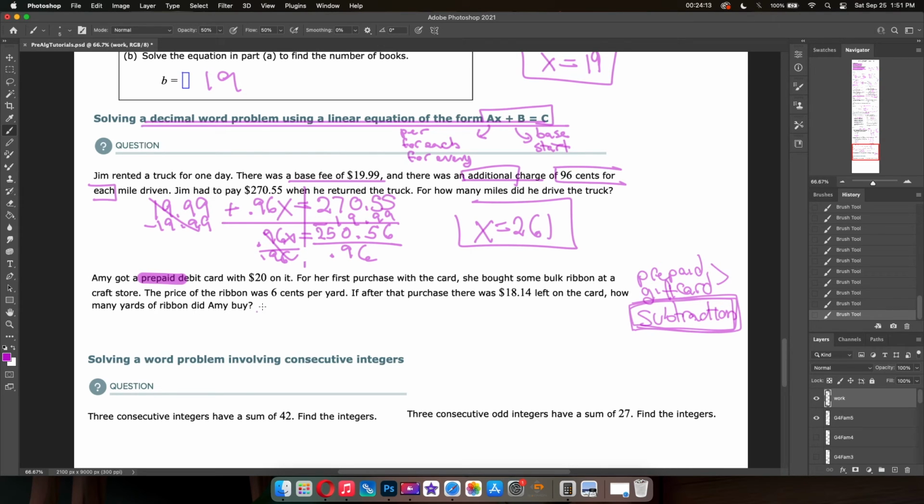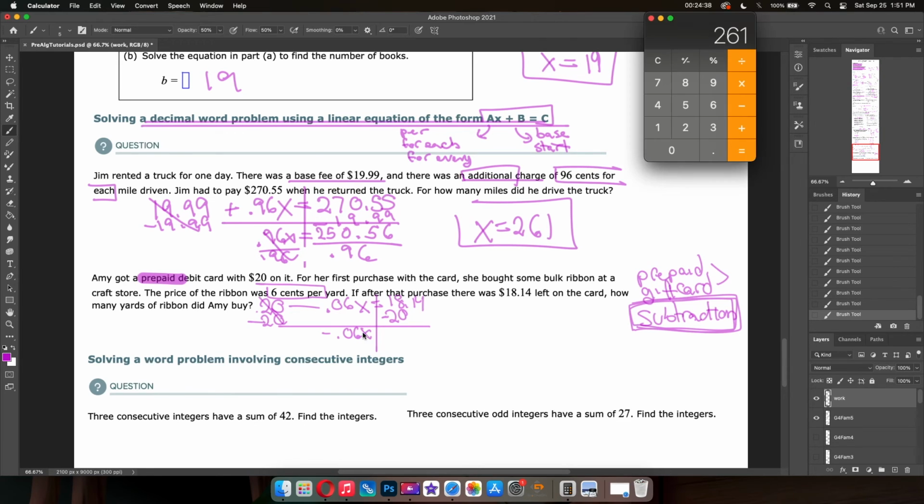So we have our $20 to start, but then we're subtracting. Let's see here, it's 6 cents per, so there's our variable, 0.06 per yard. And then you have 18.14. So to start solving this, we move the 20 first. The 20 is positive, so we're going to subtract 20, subtract 20. So negative 0.06x. Let's see, 18.14 minus 20.